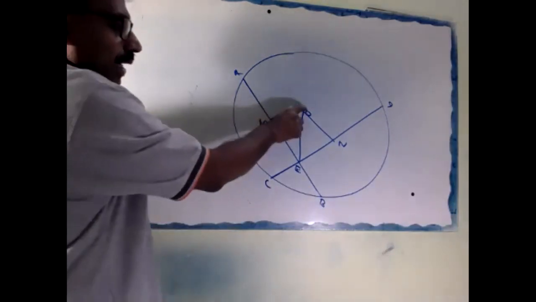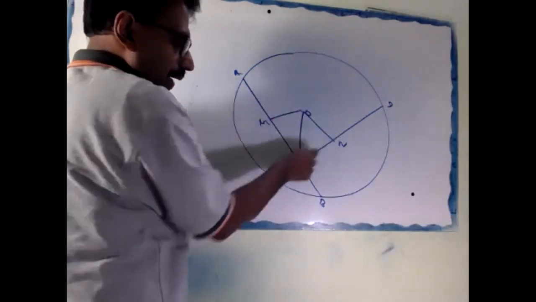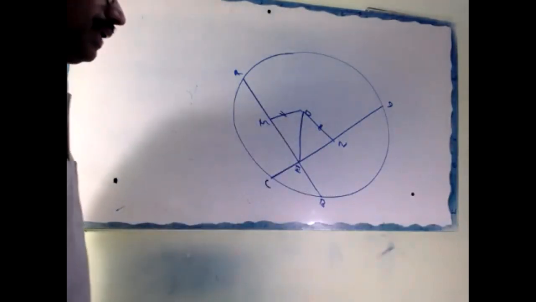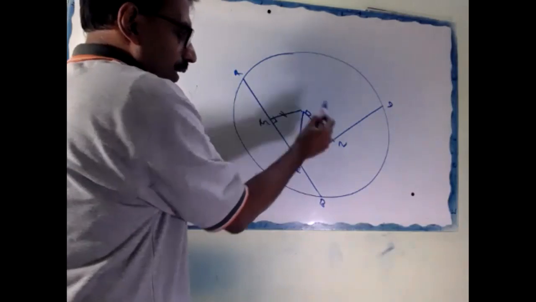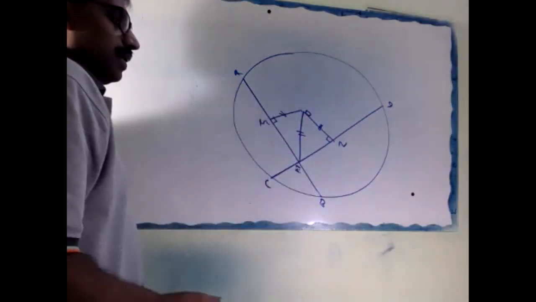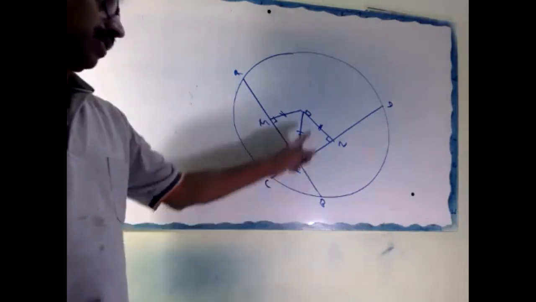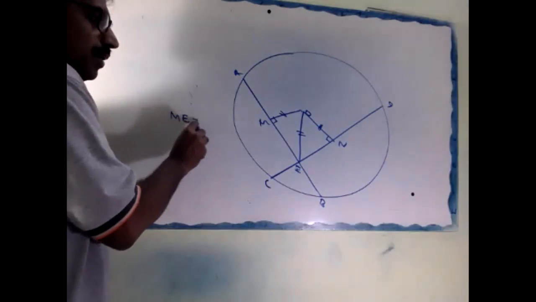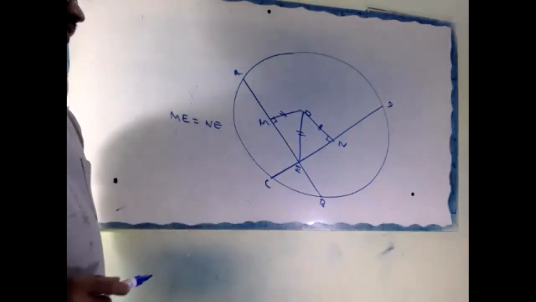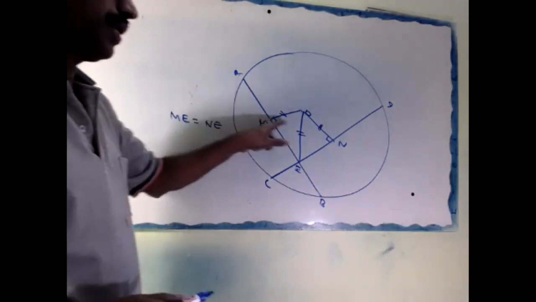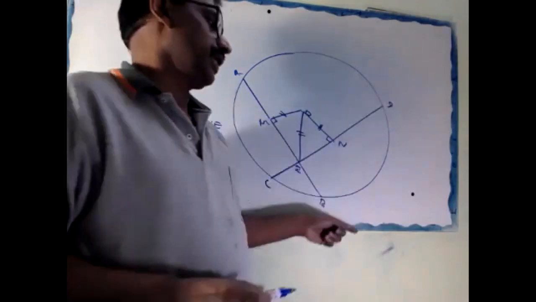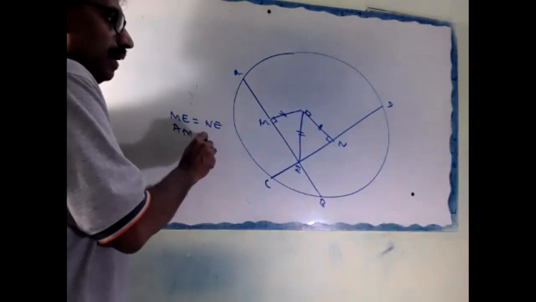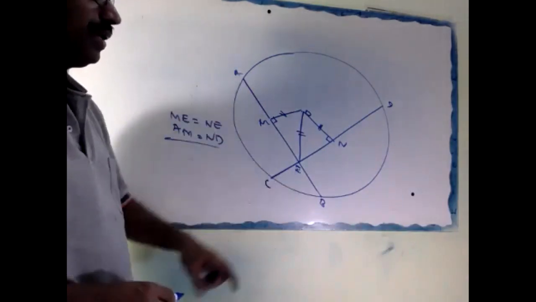Don't write now. In triangles OME and ONE, OM equals ON, since equal chords are equidistant from the center. Angle M equals angle N, 90 degrees. OE is common. Therefore these triangles are congruent by RHS. OME is congruent to ONE. Hence ME equals NE, by CPCT. Then AM equals ND because of the perpendicular. Then we add, AM equals ND, so we got AE equals DE.